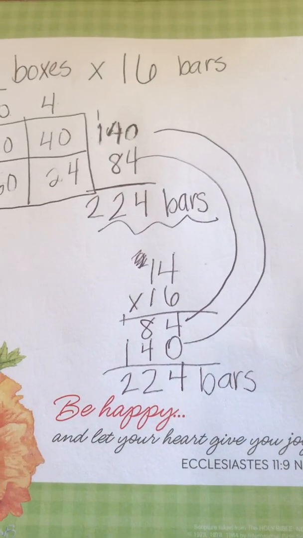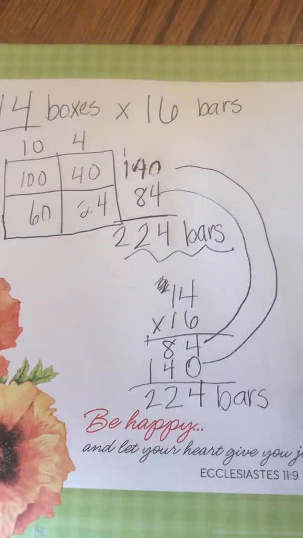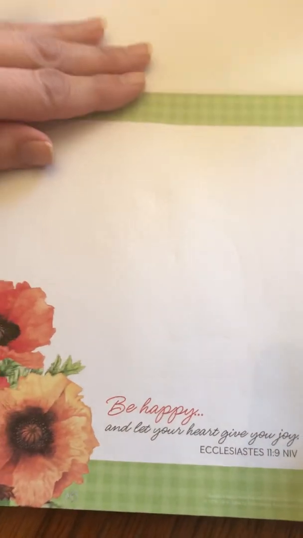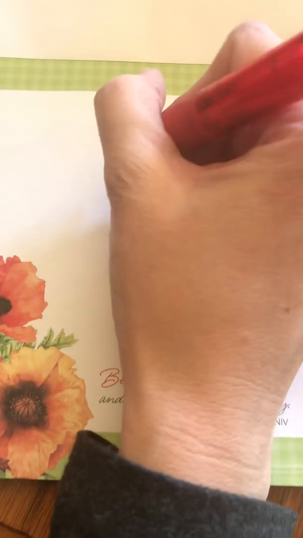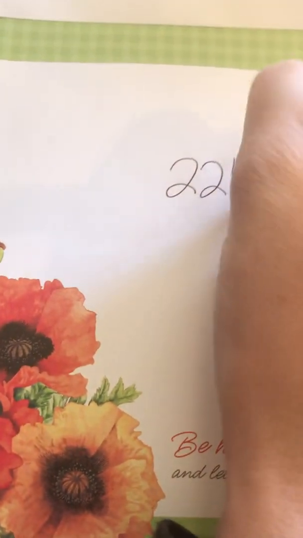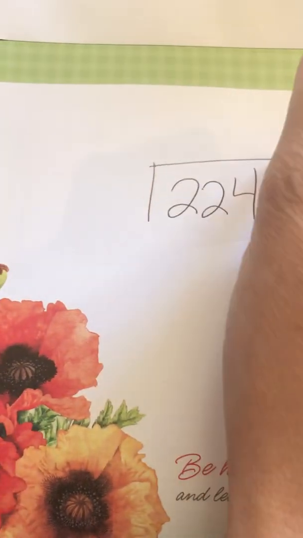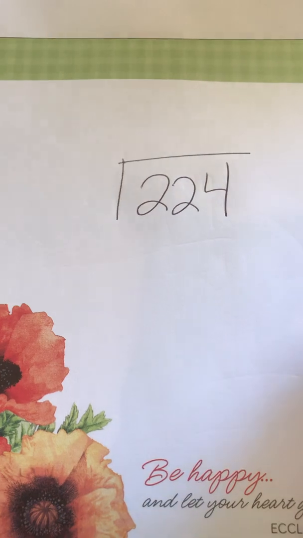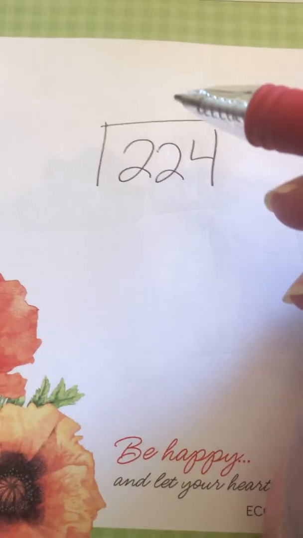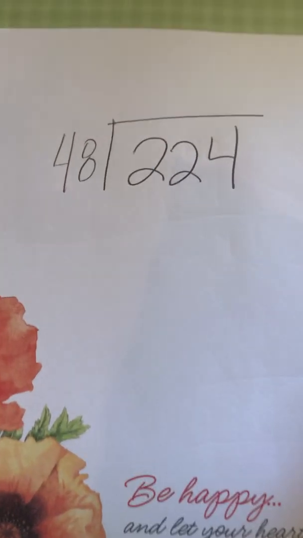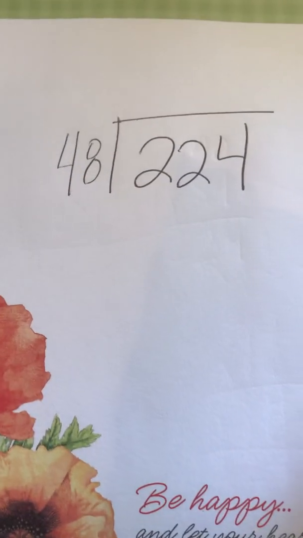We can also solve one other type of problem with this. If I wanted to know how many I could give to each one of you, since I have a total of 224 and I have 48 students, this would create a division problem because I'm splitting the Nutri Grain bars between the 48 students. So 224 divided by 48.